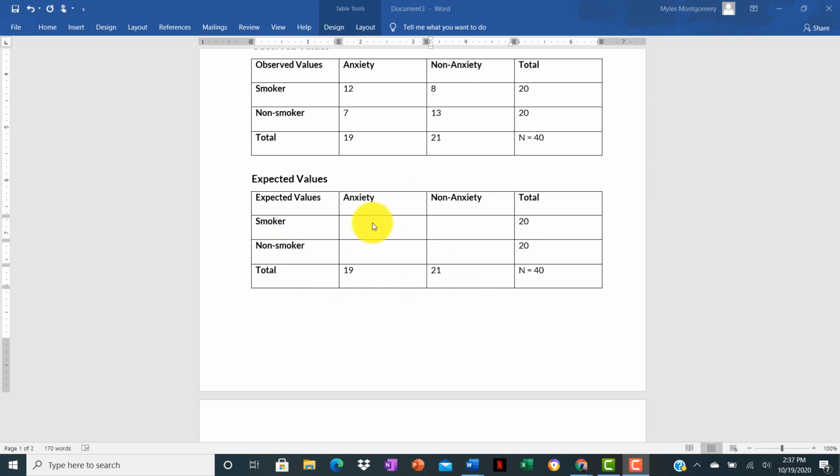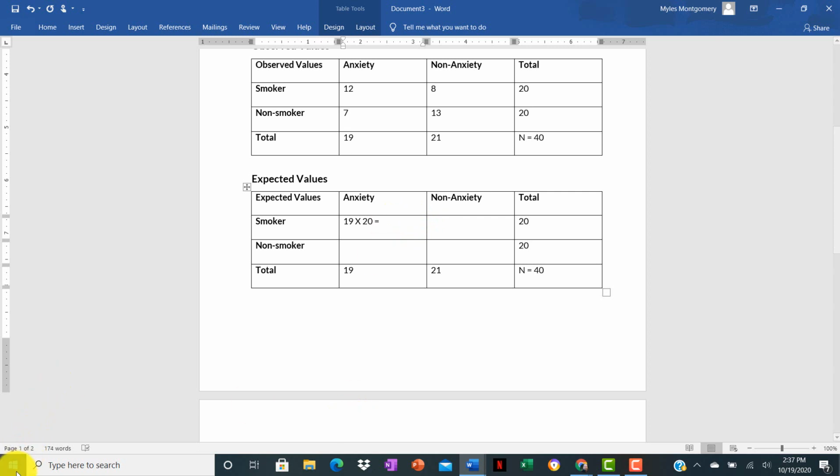Now the way to do this, of course, is for any cell, let's just start with the smoker/anxiety cell, this one right here. The way to do this is to look at the ends. What I mean is the ends of the rows and columns. So we'll say 19 right here. We'll just jump right into it. So we'll say 19 times, and then what's the other end? 20.